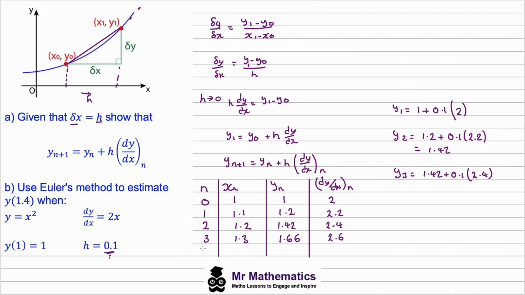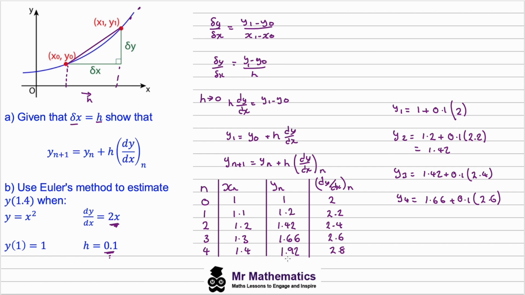And then when n is 4, we know the x value will be 1.4. The gradient at this point will be 2.8. We're just doubling this from here. So y4 will be the previous y value, 1.66, plus h, lots of a previous gradient of 2.6. And this will give us 1.92.